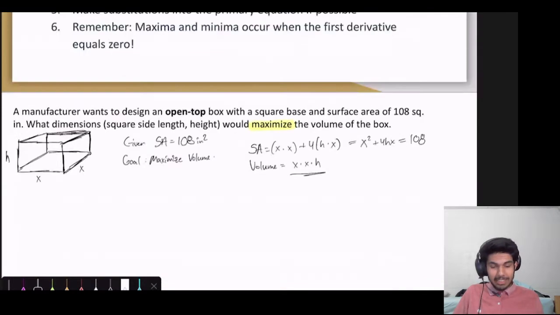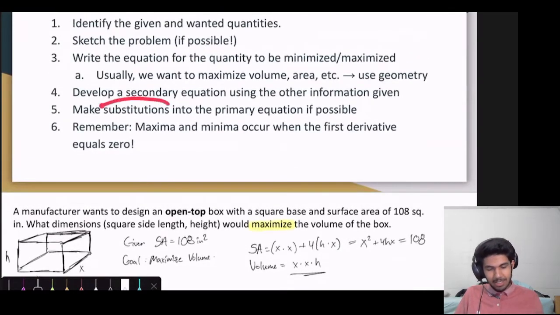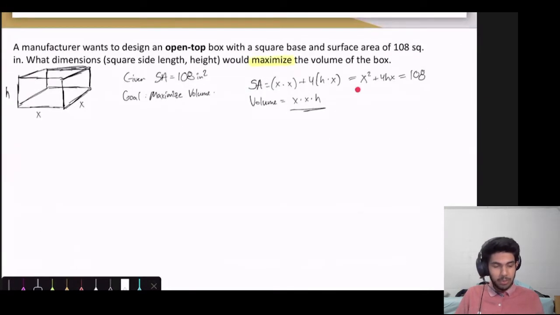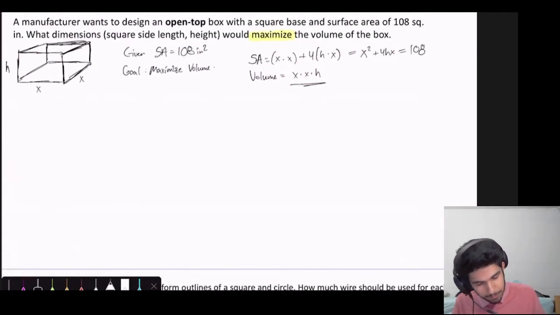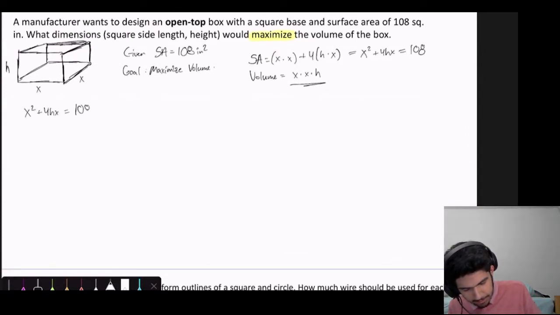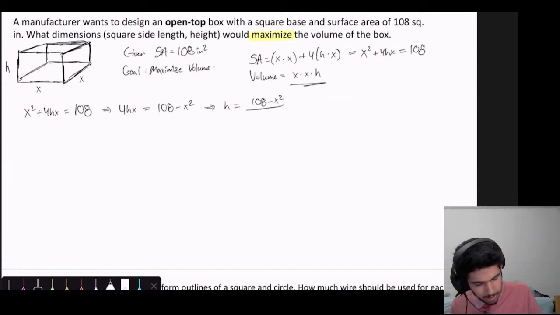But what we can do is, as I alluded to previously, make substitutions. We have an equation here, so we can solve for h, which will be in terms of x, substitute it into here, and then we have volume in terms of x. We can take the derivative, and we will be in great shape. So we have x squared plus 4hx equals 108. So let's solve for h. We get 4hx equals 108 minus x squared. So this tells us h equals 108 minus x squared, all of this over 4x.